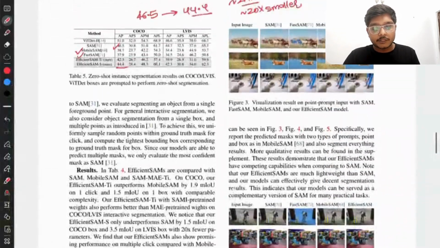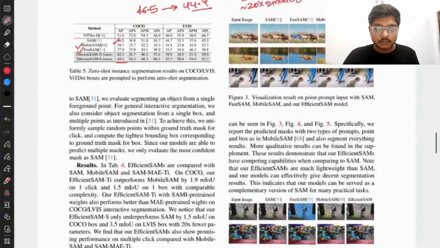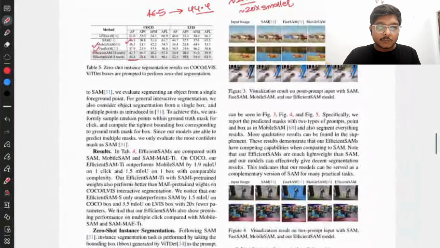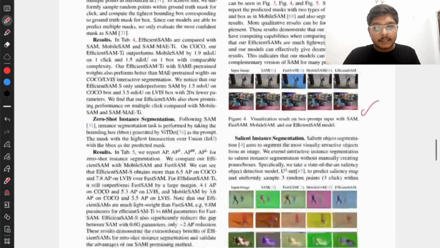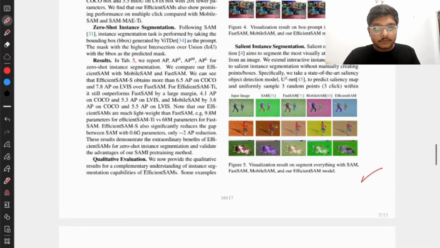Let's look at the quality of the output from all of the models and other works. Looking at the point and box prompts in figure 3 and figure 4, when clicking on objects like horses, Efficient SAM produces masks nearly identical to original SAM. It captures the fine detail that FastSAM often misses. And in figure 5, the segment everything in complex scenes like a tennis match, Efficient SAM maintains a high level of objectness. It correctly identifies individual players and distinct scene elements where other lightweight models often merge them into one blob.